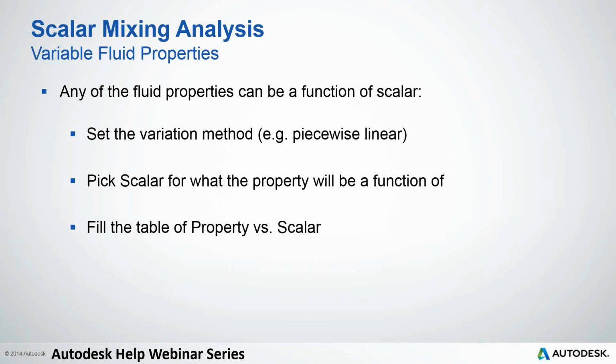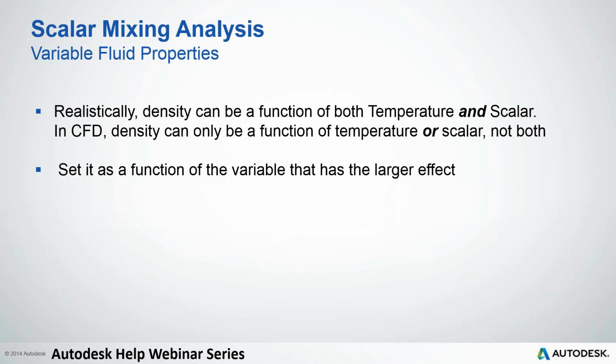You can make them all, or one of them, a function of scalar. You will set the variation method to something like piecewise linear. You will pick the scalar as a property, as what the property will be a function of, and you will fill the table of properties scalar. We'll show that in our example.